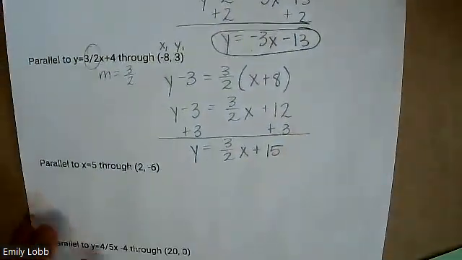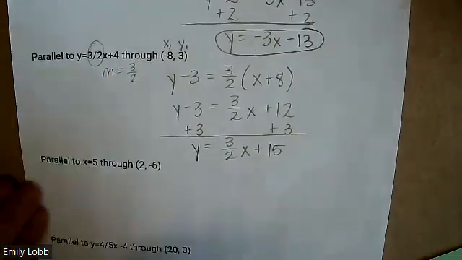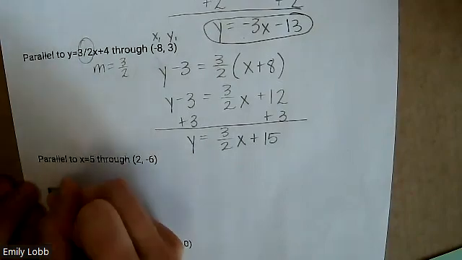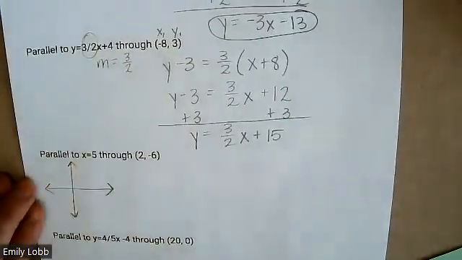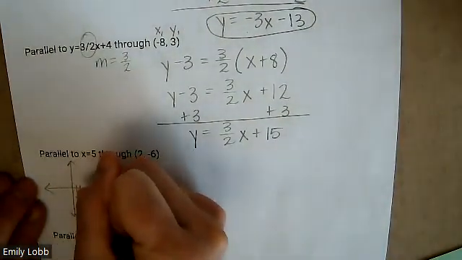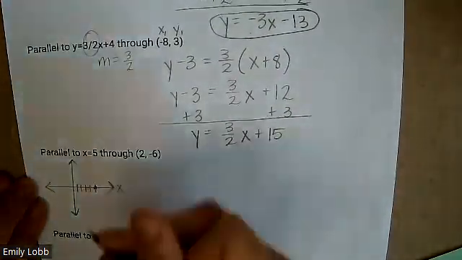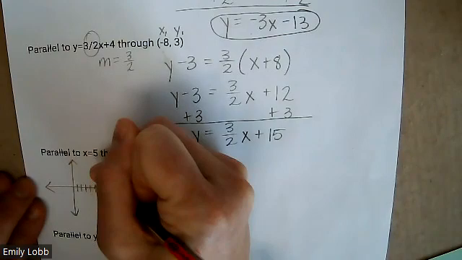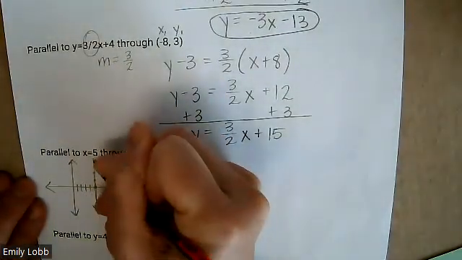All right, this is the stumper. Some of you were like, I don't know what to do. Well, first of all, look at what x equals 5 looks like. So here's my x-axis, right? 1, 2, 3, 4, 5. So right on there it would be. Right above it would be anywhere here. So this is a vertical line.